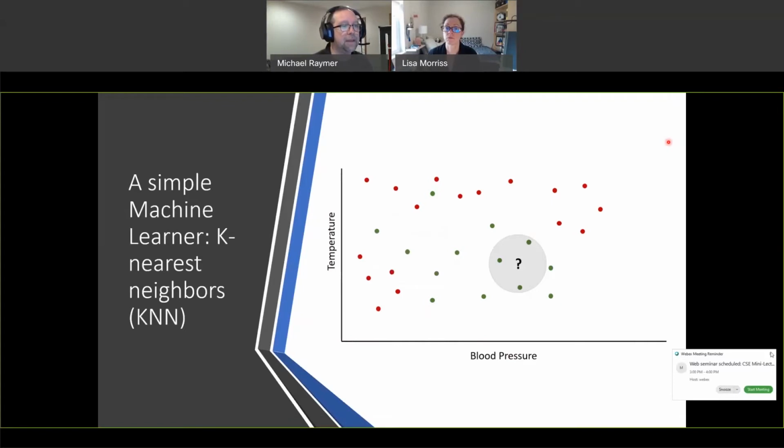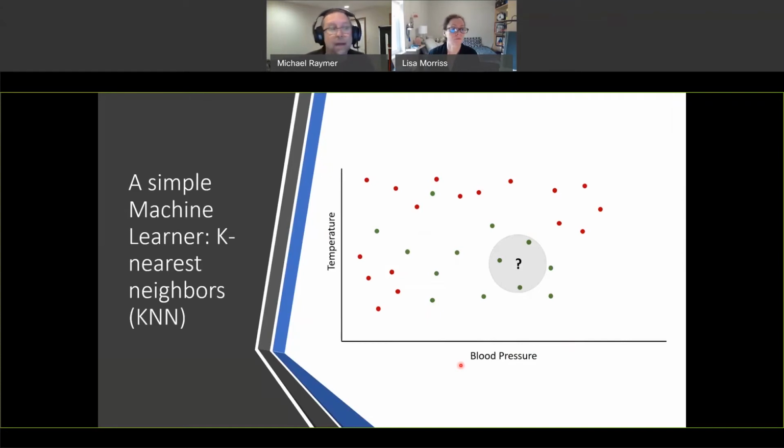I'm memorizing every single individual I've ever seen. Now, that's the training phase of this algorithm. So during the training, I simply take everyone that I've already got a diagnosis for, and I put them in here and memorize their temperature and their blood pressure. Now we go into the time where we're going to put the algorithm online and it has to start making decisions. So how does it do it?